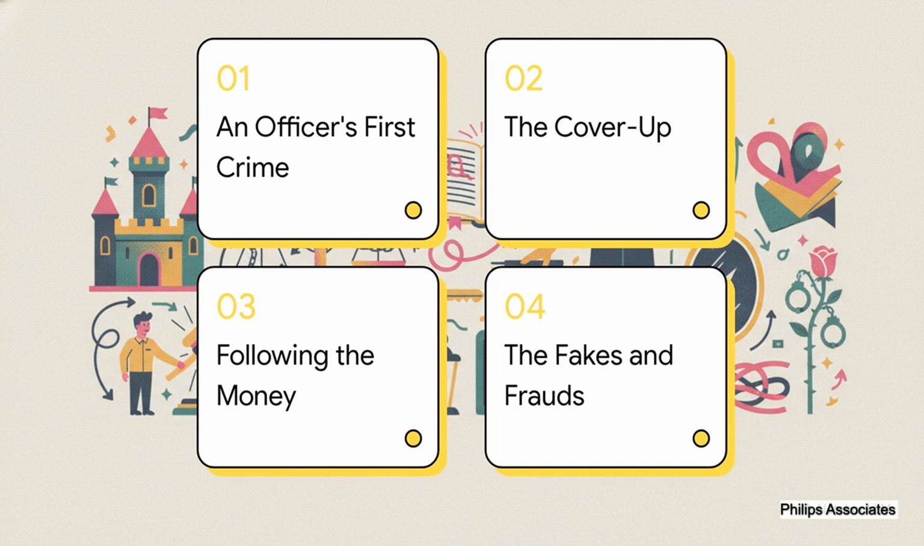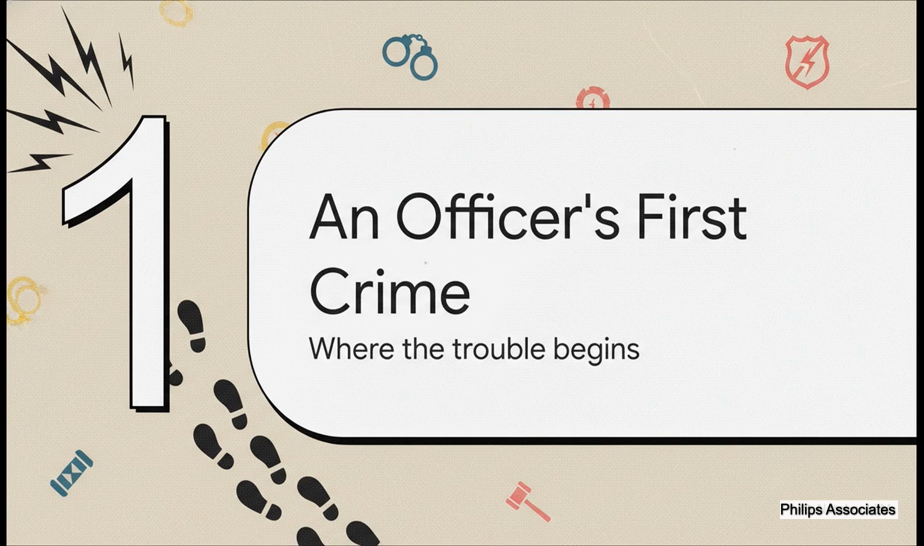So, our story plays out in 4 parts. First, we'll see the officer's first crime. Then, we'll watch the desperate cover-up. After that, we'll figure out why he did it. We'll follow the money. And finally, we'll look at a different kind of problem, the fakes and frauds. Okay, let's dive right in.